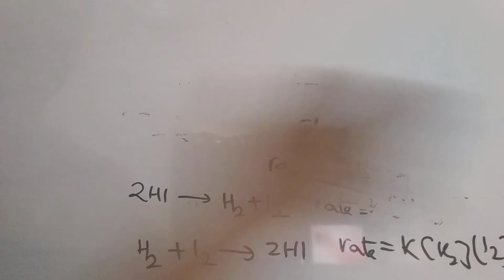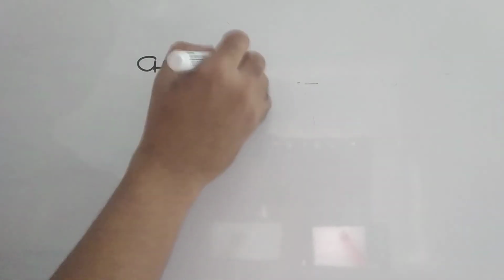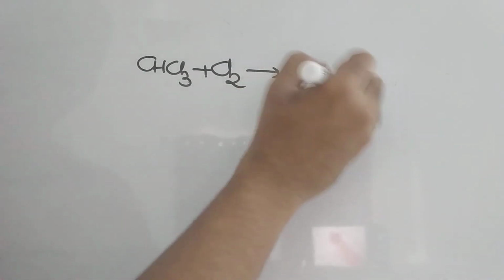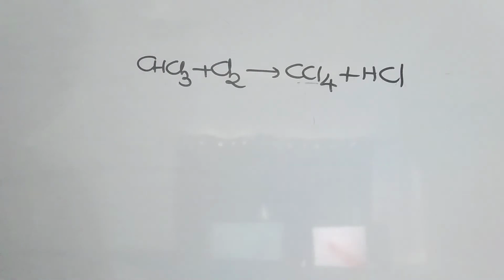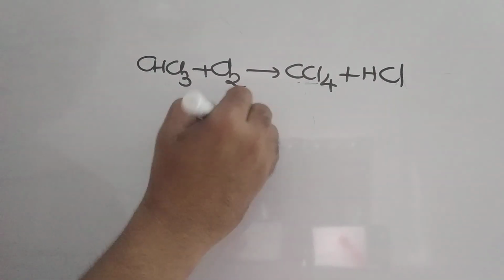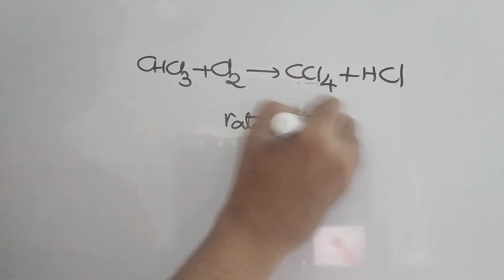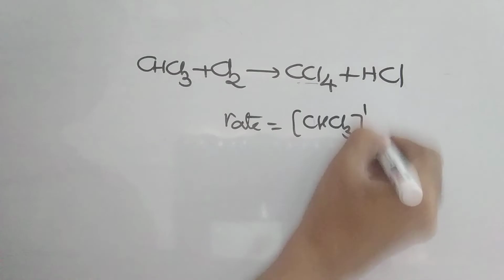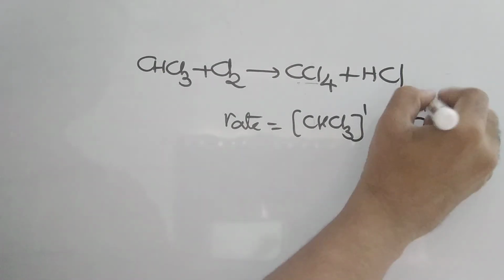I'll give you a few exception type of cases. If you remember this, that will be much better. For example, when chloroform is treated with chlorine to form CCl4 plus HCl. Chloroform chlorination gives you CCl4, and here rate is equal to concentration of CHCl3 to the power of 1 and Cl2 to the power of 1 by 2.